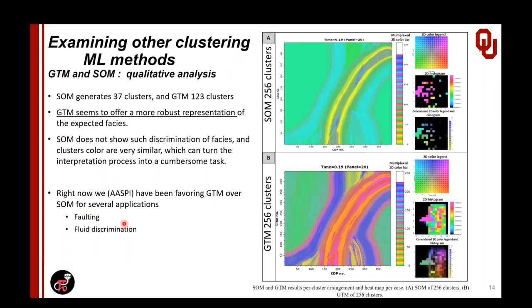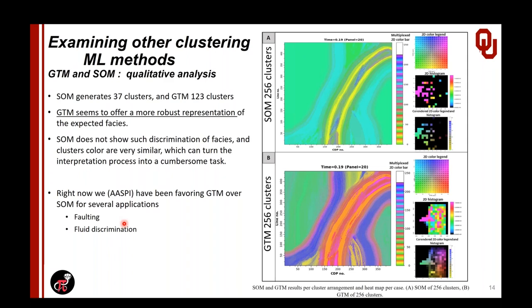Other things we looked at with this synthetic data is comparing 2 different clustering methods. So this is unsupervised machine learning. We have the self-organizing maps, the SOM method, and then generative topographic maps, which is another similar method that allows a little bit more flexibility in fitting the data. And just these 2 side-by-side comparisons, we can notice that GTM tends to have a more robust representation of the expected facies. So we're looking at a map view of these facies from that synthetic data set.